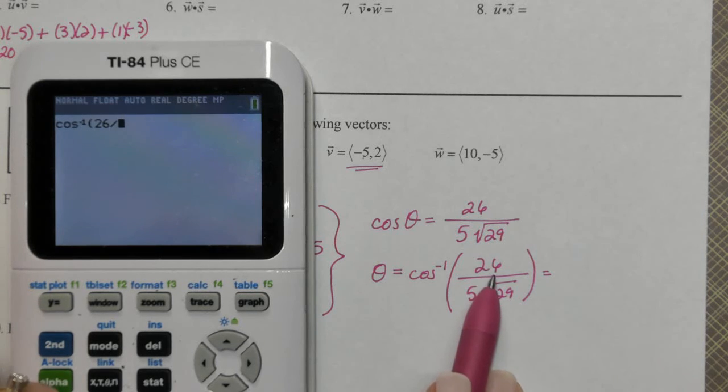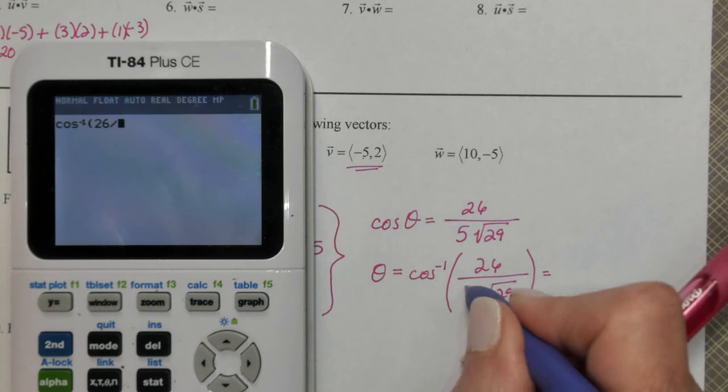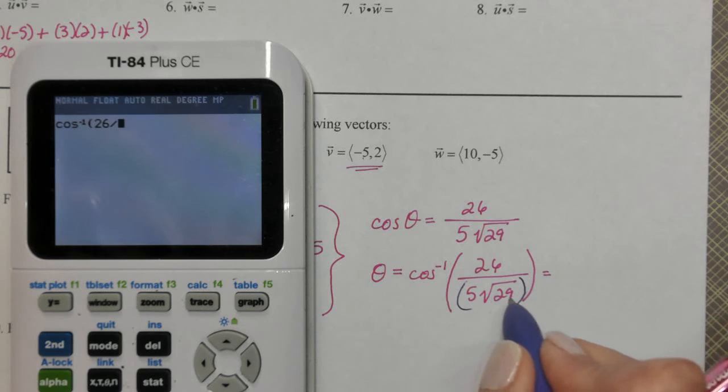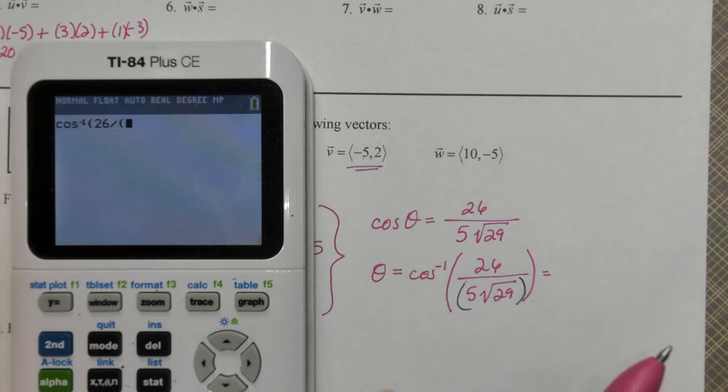26 divided by parentheses, because there are two pieces in the denominator, put parentheses around the entire denominator, 5 square root 29. Close parentheses on the denominator, and then close parentheses on the inverse cosine argument. Okay? Now, these parentheses are crucial.